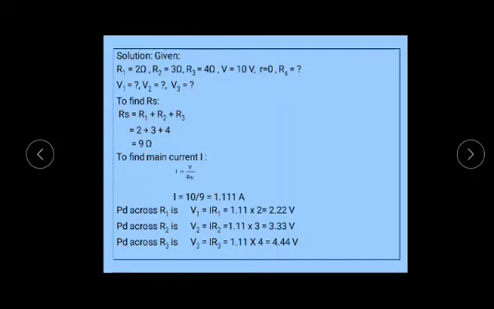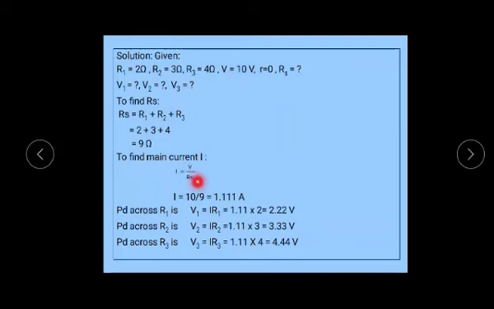Then we have to find out V1, V2, V3. To find V1, V2, V3, you can take the help of Ohm's law. Ohm's law is V = IR. Since resistance value is given but current is not given, first we have to calculate main current I. So how to find out main current I? I = V divided by RS.